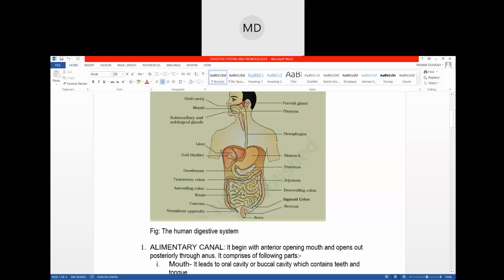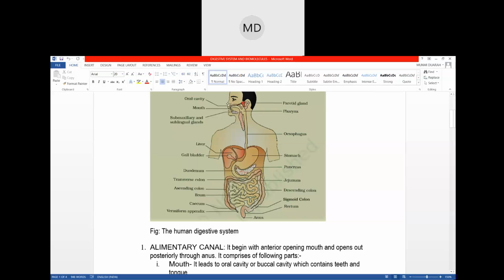Okay, the beginning part is the cecum, the middle part is the colon, and the last part, where the excreta goes and is stored, is the rectum. And finally this is the anus, from where the waste materials or fecal matter comes out.